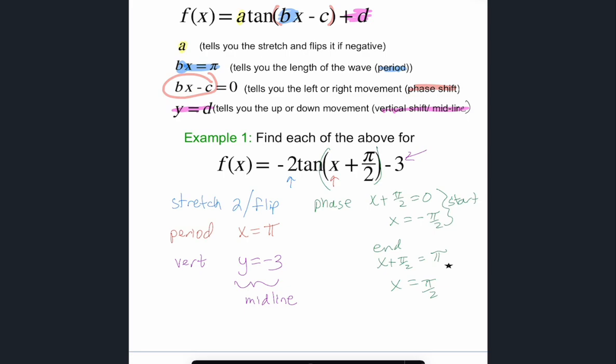So everything that we've done in the past is the same, except our period is a pi, so our ending value you set equal to a pi.